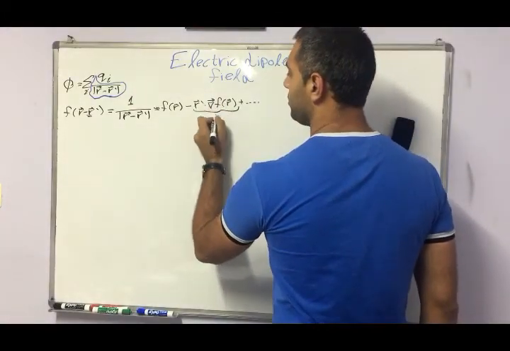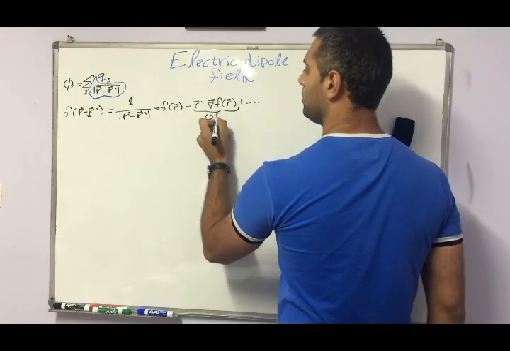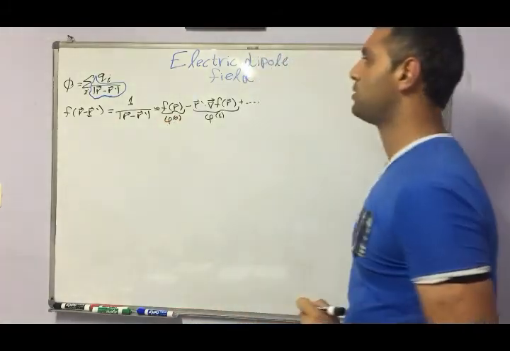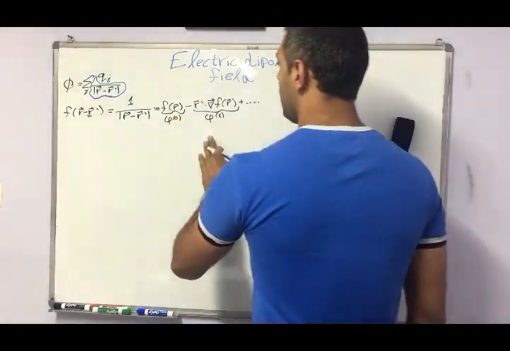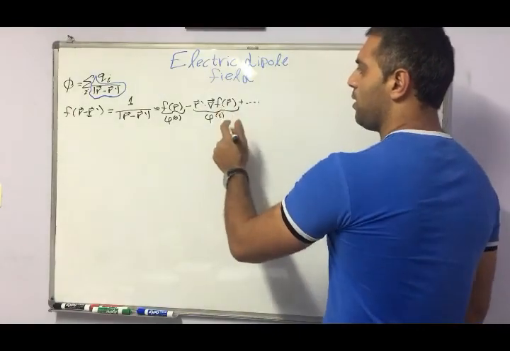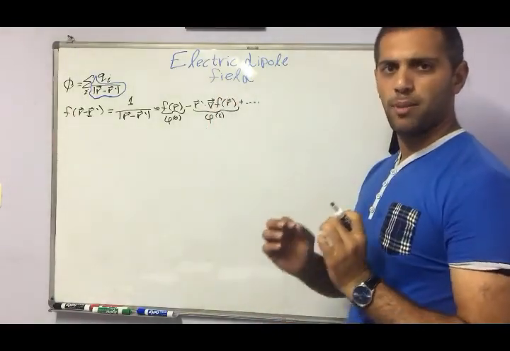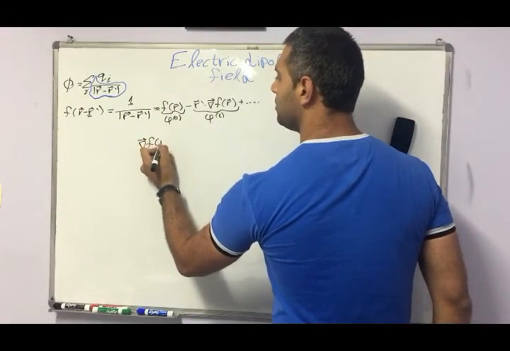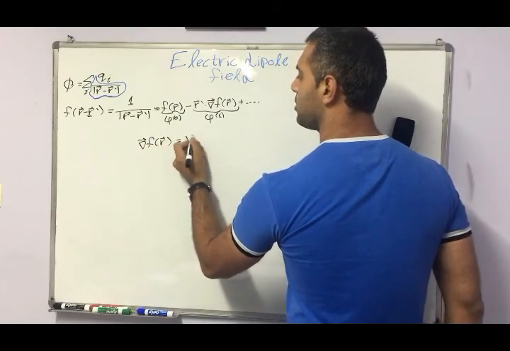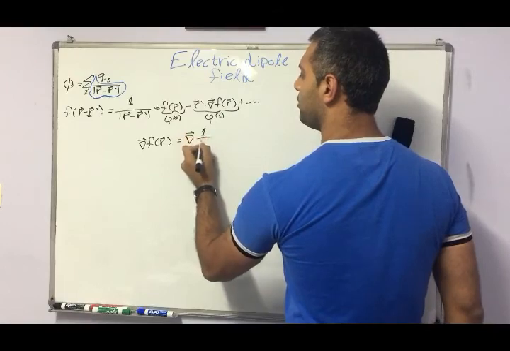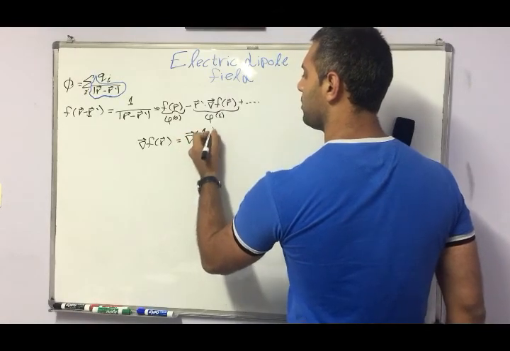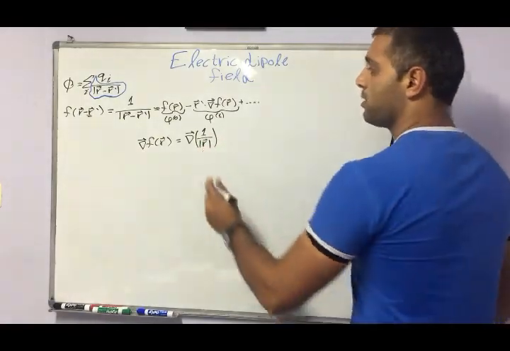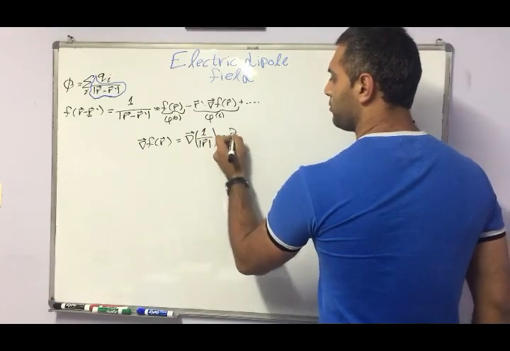This one is the first order of approximation, and this one is the zero order approximation. I'll just write it like that. Okay, now I will solve a little bit of mathematics here. The gradient of this function is equal to the gradient of 1 over r. Because this function depends only on r, the gradient is only the derivative by r.